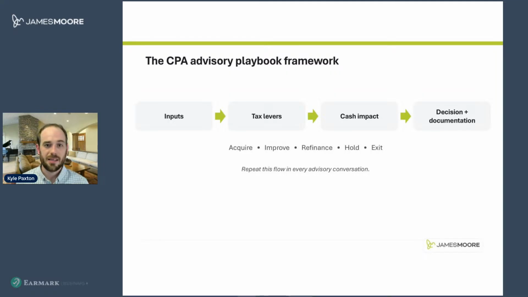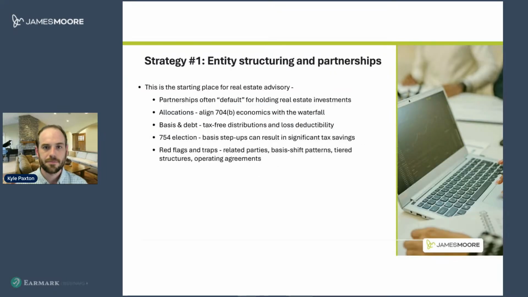The advisory playbook for real estate clients is really taking the inputs, looking at the tax levers, tying those back to the cash impact, and then making the decision. And oftentimes that's in the acquire, hold, exit realms. And so that's the playbook we run back time and time again, and we'll talk through more of what that looks like on an ongoing basis.